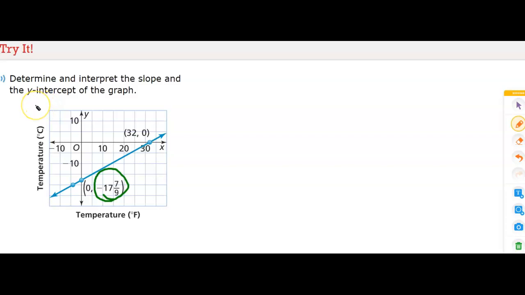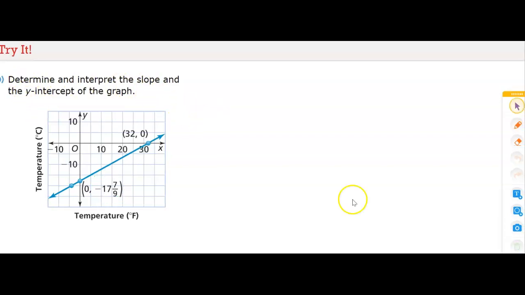So now the slope was given to us as 9/5. We already have our slope, so we don't have to solve for it, and our y-intercept is negative 17 and 7/9. So that means the y-intercept means that at 0 degrees Fahrenheit, the Celsius degrees is negative 17 and 7/9.